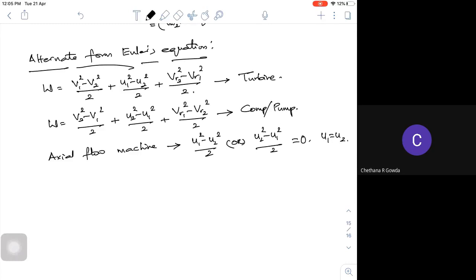The second component, the centrifugal component, and the relative component combined together will lead to an increase in the static pressure or static head in case of a compressor or pump, and in case of a turbine this will lead to a drop in the static head. So the pressure will drop in case of a turbine and the pressure will increase in case of a pump or a compressor.